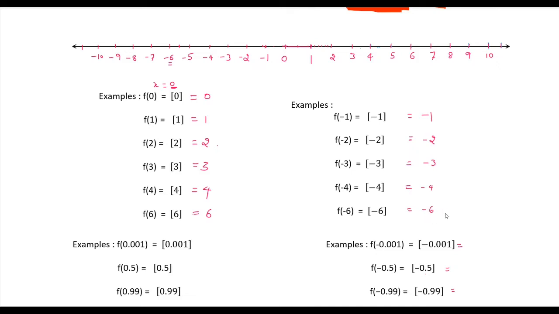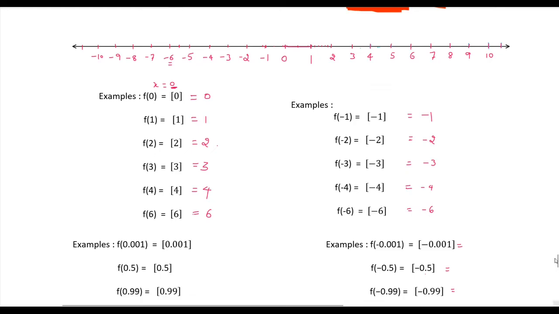So what did we understand from these many examples? Whenever the domain element is an integer, the greatest integer of that element will be the integer itself. That is what we have just understood. But when it is a decimal number, since we are considering the domain to be the set of real numbers, we have to check the decimal values also. So let us check that first.